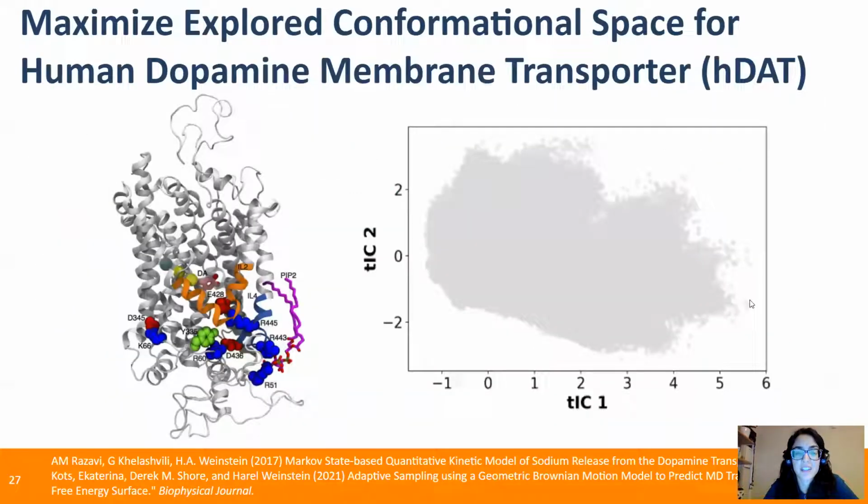Another example is, instead of minimizing the time to reach a particular form, how much time do we need to cover the entire space of different forms that we can have. So in order to understand this example, we have here a use case for the human dopamine membrane transporter. This is a very large molecule, and this is a representation of the TICA space that captures the different conformations, the different shapes that this protein can have in its structural space.